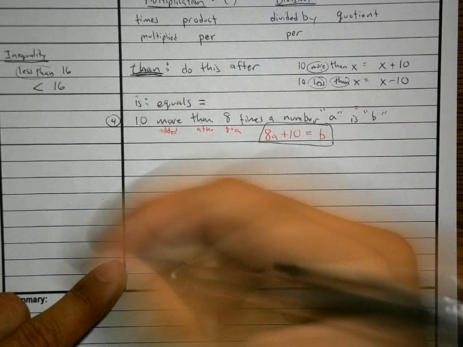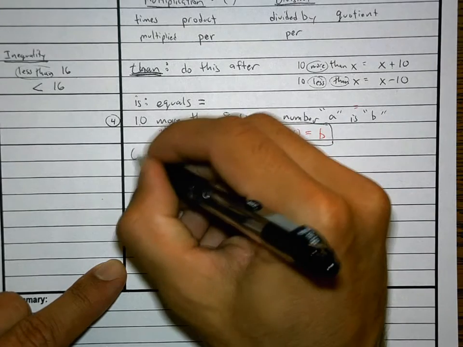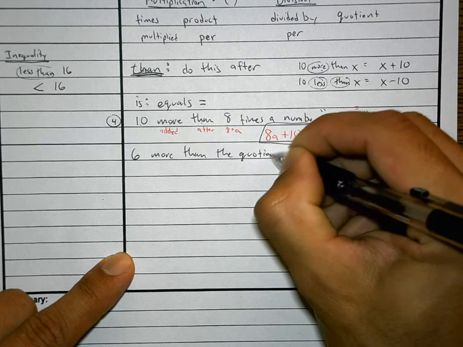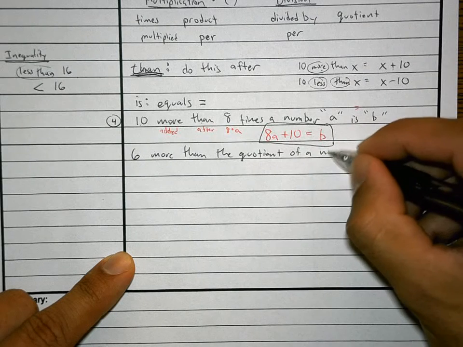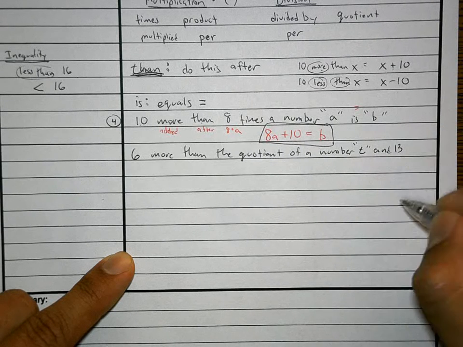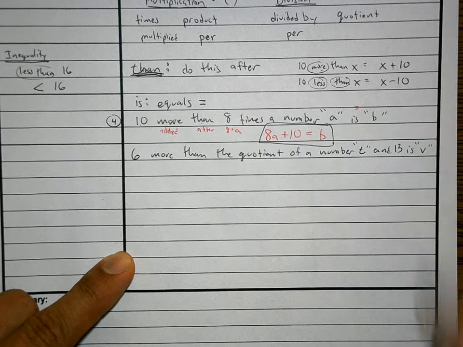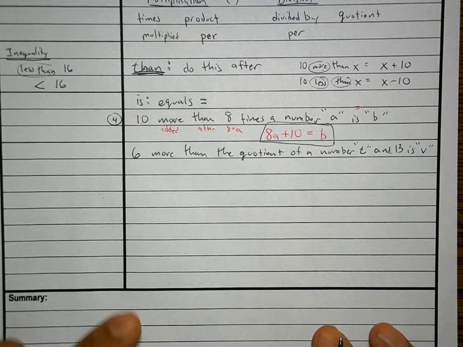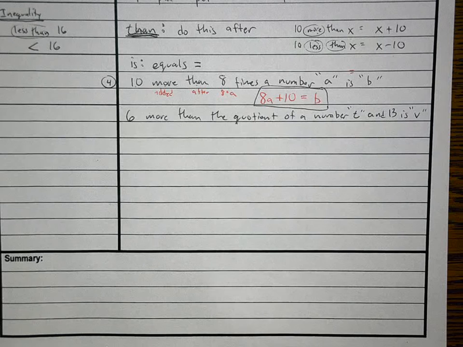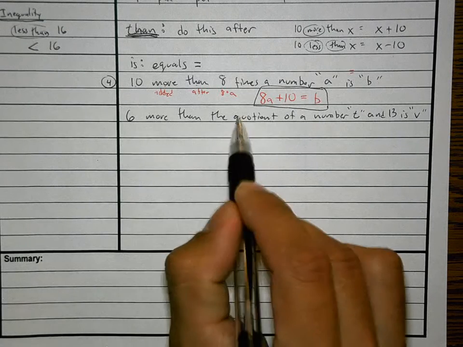Let's look at number, I don't know what number this is. I don't have a number next to it. 6 more than the quotient of a number T and 13 is V. Let me adjust my camera a little bit. 6 more than the quotient of a number T and 13 is V. Mr. Fritsch, what do you think I'm going to do for this part right here?